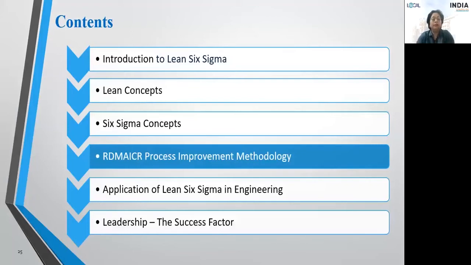Now let's discuss the RDMAICR process improvement methodology. So what is RDMAICR? It is recognize, define, measure, analyze, improve, control, and realize.